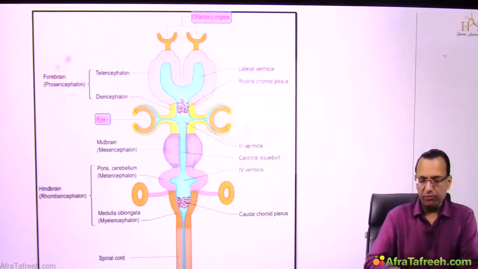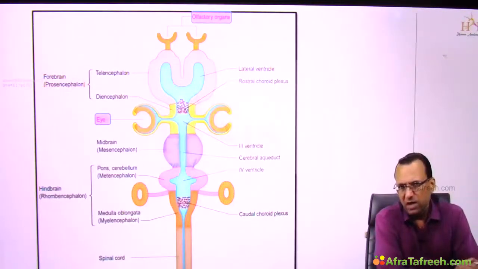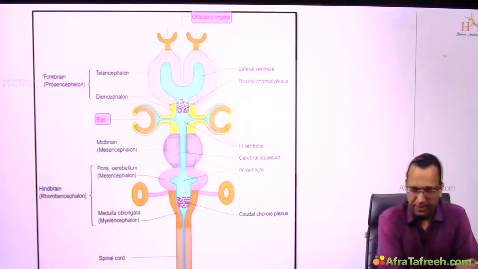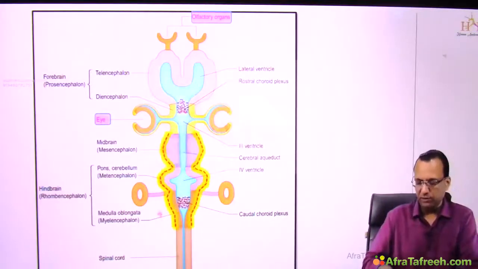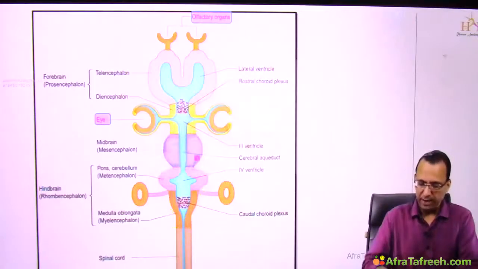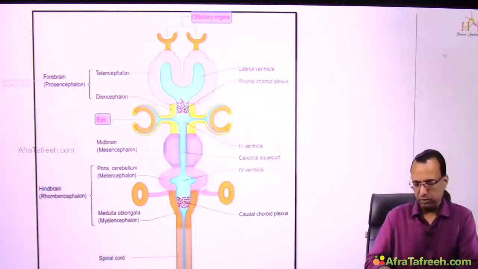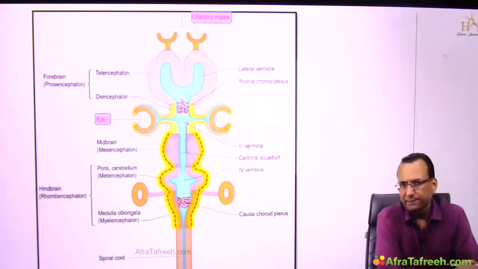Now, when you say nerve number 1 and 2 belong to the forebrain, then what about nerve number 3 to 12? Nerve number 3 to 12 come from the brainstem, and the brainstem has 3 parts. What are the 3 parts of the brainstem? There is the midbrain, followed by the pons, followed by the medulla oblongata. The brainstem will give you cranial nerves 3 to 12.